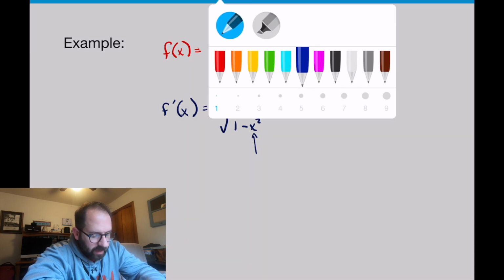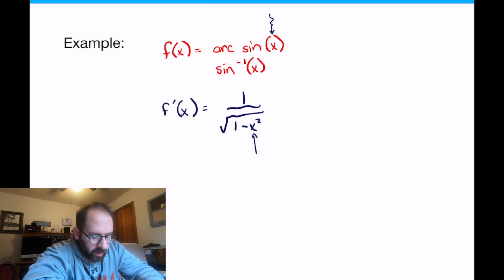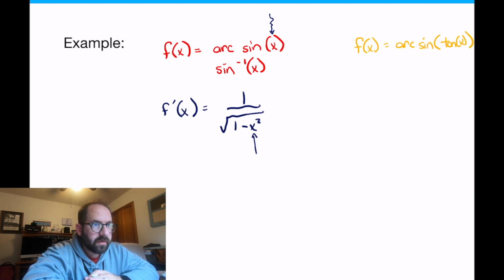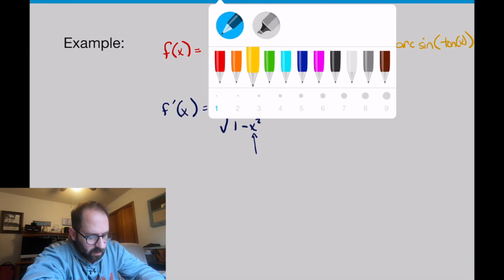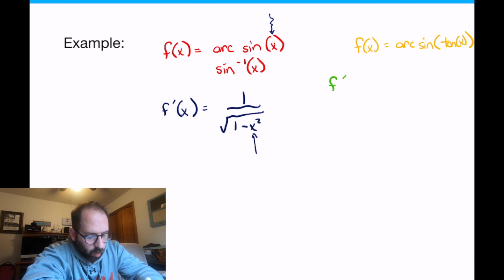Let's say that my function was arc sine of tangent of x. So it's the arc sine of tangent, right? It's really kind of getting messy because now we have things inside of other things. So again, just like before, when we take the first derivative of this thing, it's going to be 1 over the square root, because that's how arc sine works, right? It's 1 over that, and it's 1 minus whatever's in that parenthesis, squared.